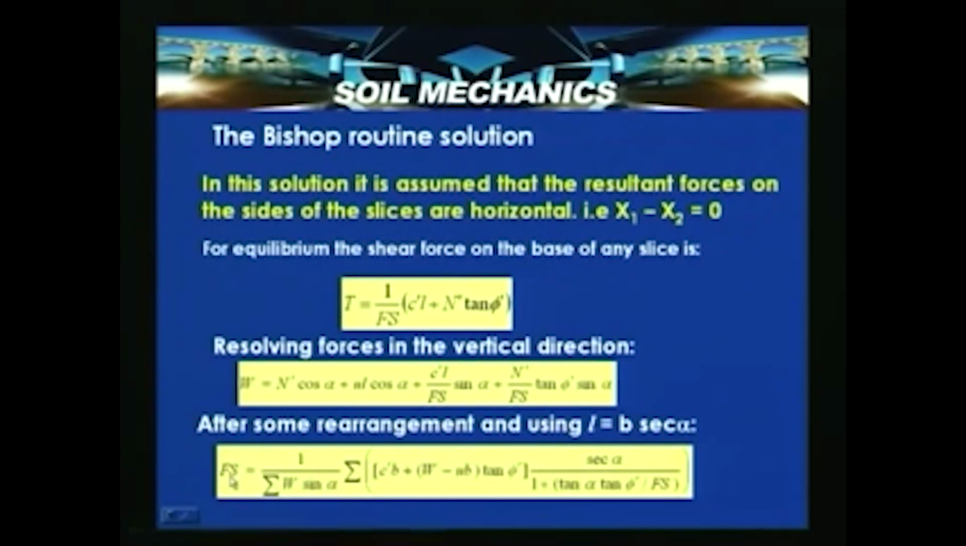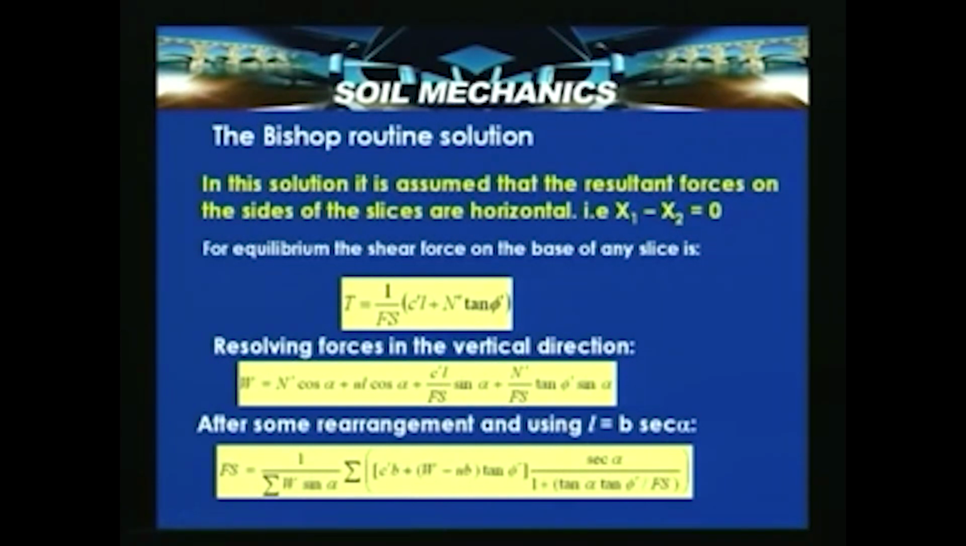After some rearrangement and using L equal to B secant alpha, we can write the factor of safety equal to 1 by summation of W sin alpha, summation of C dash B plus W minus U B tan phi dash secant alpha, divided by 1 plus tan alpha tan phi dash by factor of safety. If you look into it, the factor of safety is involved on both the left hand side and the right hand side, which indicates that it requires iterations.